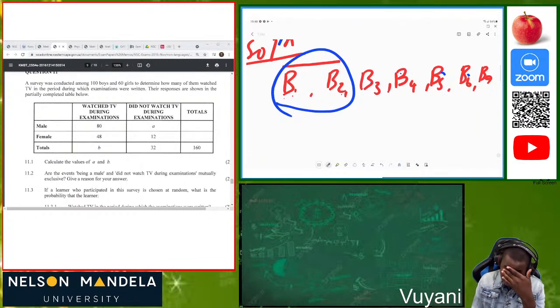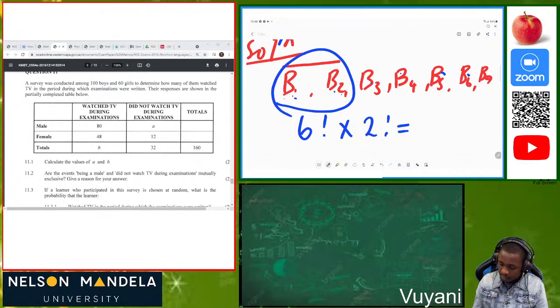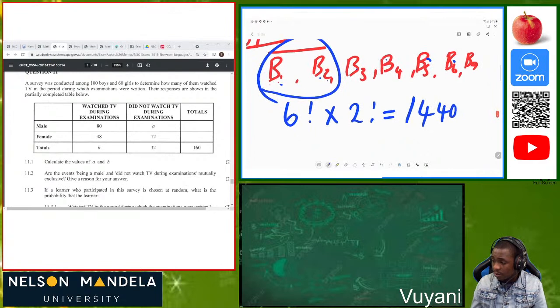Since we have 6 now, we're going to have 6 factorial, times the 2 factorial for the arrangement inside the pair. Then you get 6 factorial times 2 factorial, which gives 1440 different ways.